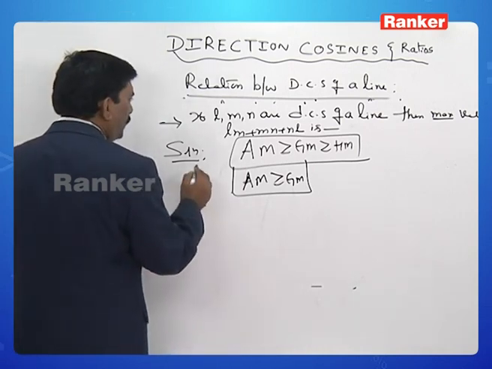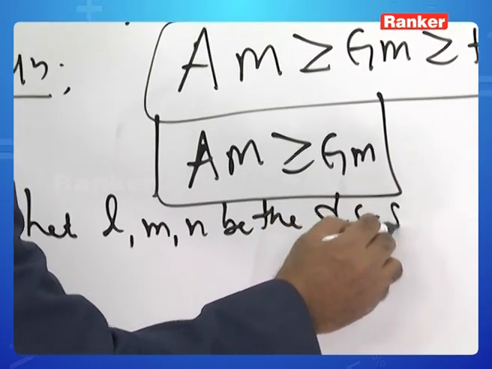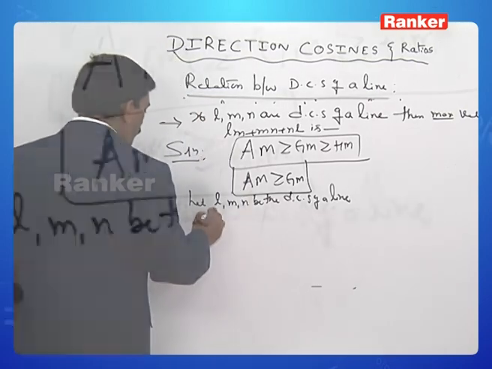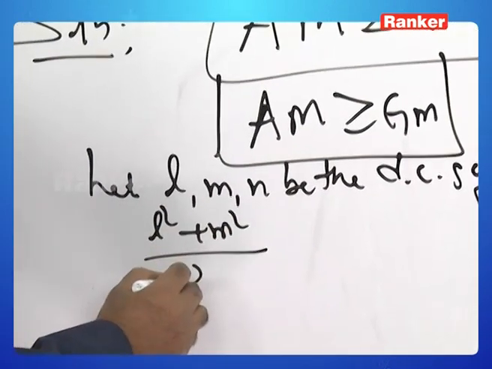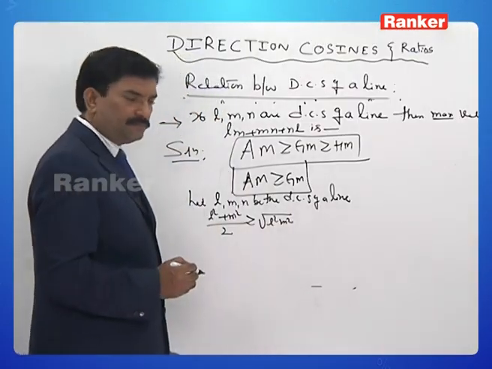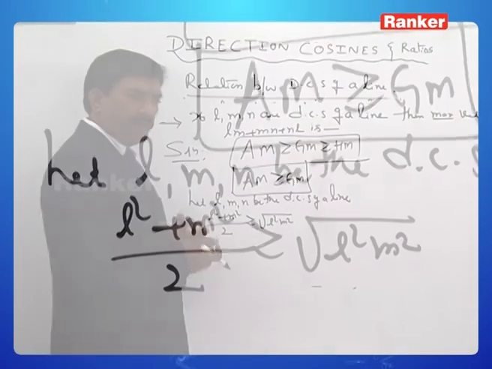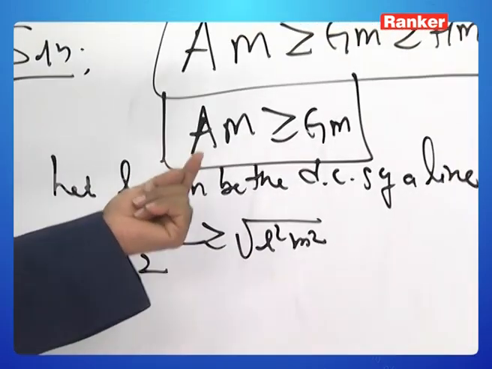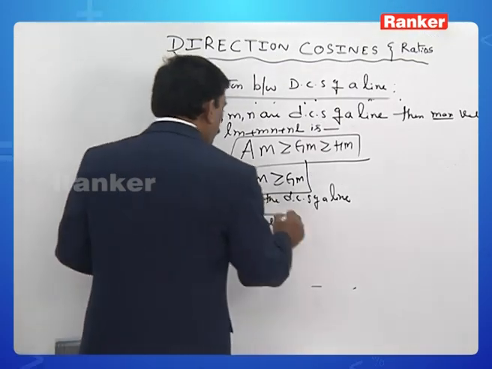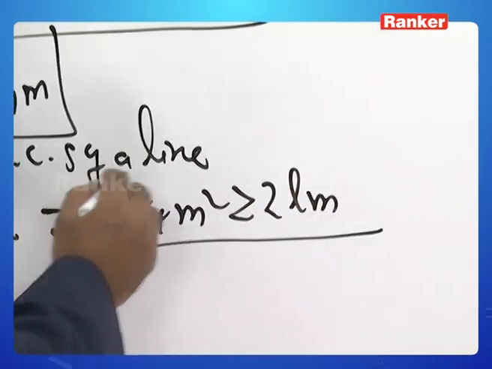Let L, M, N be the DCs of a line. Then L square plus M square by 2 is greater than or equal to L square M square under root. They are also DCs. So therefore, by using AM is greater than or equal to GM, instead of taking L and M, I took L square and M square. So therefore, now this is nothing but L square plus M square is greater than or equal to 2LM.